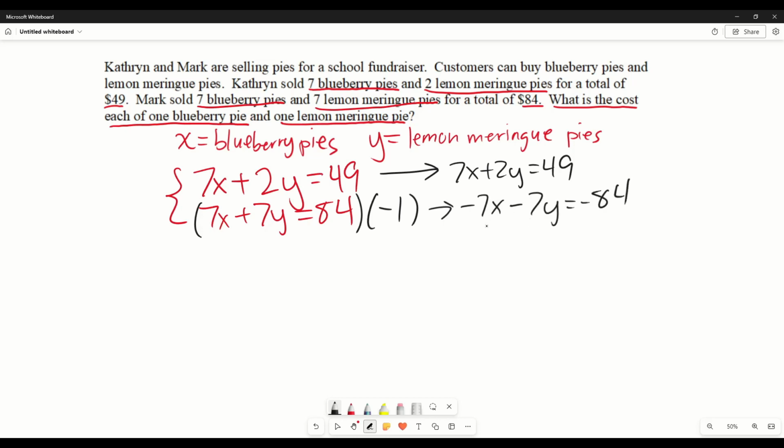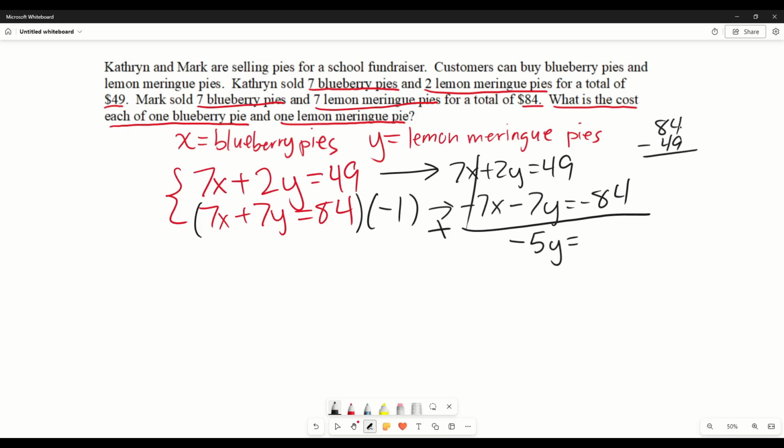So when we have our new form of the second equation, we can just add them. Every time we do elimination, we add. So 7x plus -7x cancel out. Now 2y plus -7y: think of 7 minus 2, which is 5, but since -7 is bigger, we have a negative, so -5y. For this side, we have 49 plus -84. We can think of this as 84 minus 49.